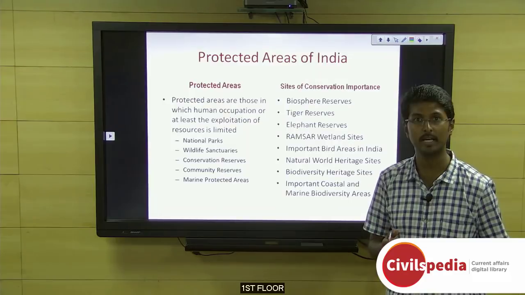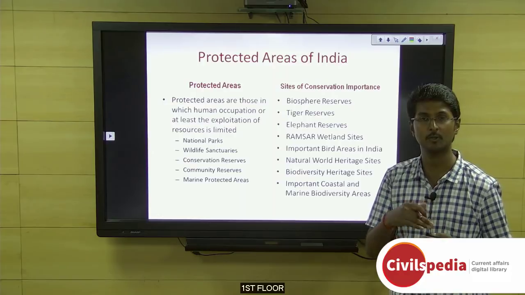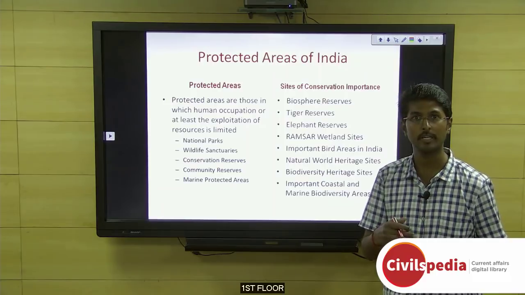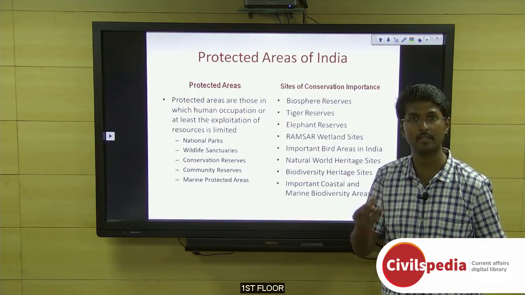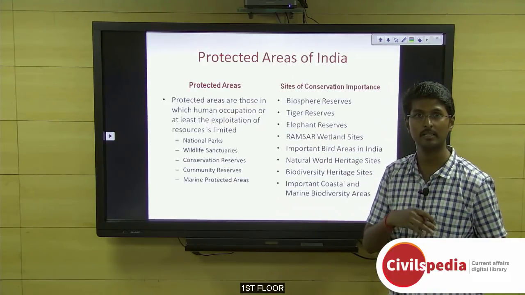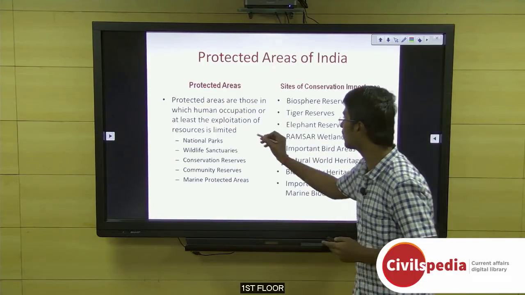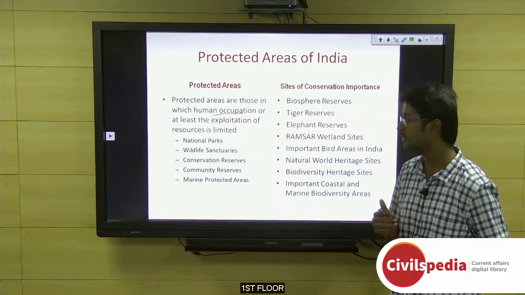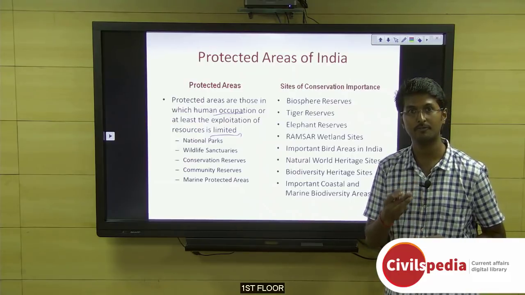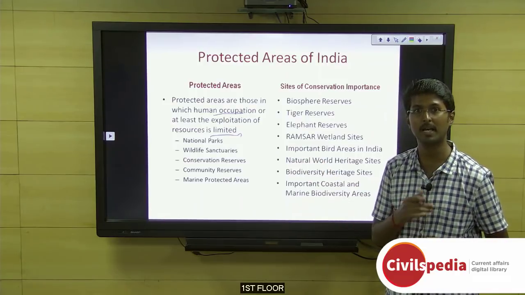Protected areas as a whole are areas which need to be protected from human occupation. Humans can settle in a particular area by clearing the forest, or they can develop that area for agriculture or for industries. These areas are rich in wildlife, or in nature environment-wise, or culture-wise, so they need to be protected from human occupation, or at least the exploitation of the resources has to be limited. The different types of protected areas are national parks, wildlife sanctuaries, conservation reserves and community reserves, and marine protected areas.